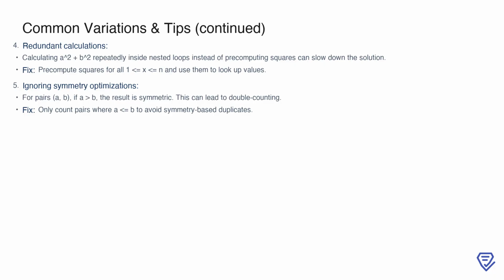For example, swapping A and B produces the same result, so there's no need to count both 3, 4 and 4, 3. You can avoid this by restricting your checks to cases where A is less than or equal to B. This symmetry optimization not only simplifies the logic but also makes the solution more efficient.